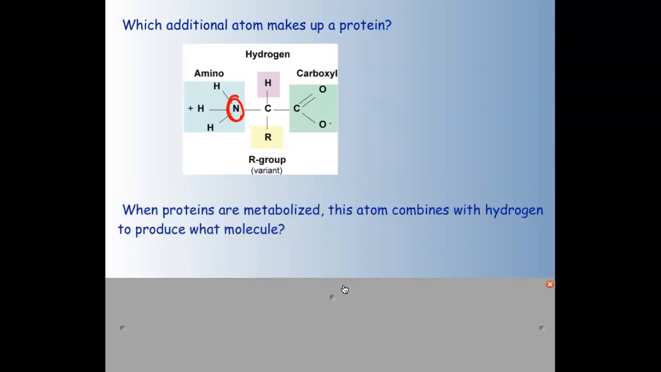When proteins are metabolized, the nitrogen atom combines with hydrogen to produce things like this, which is ammonia. We don't want ammonia to build up in our blood because it can be super toxic. So if that nitrogen from an amino acid combines with hydrogens, it can produce ammonia, which is really bad for our body.